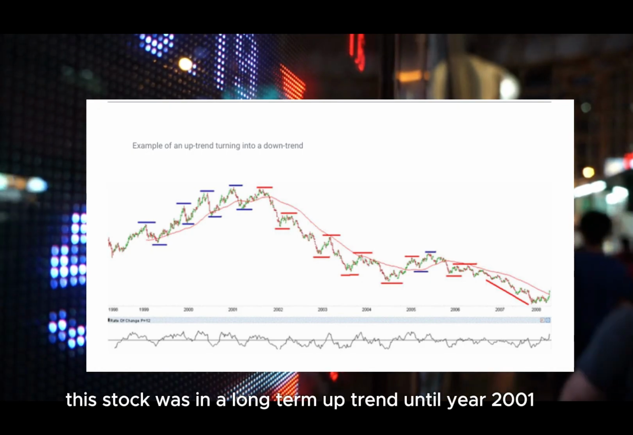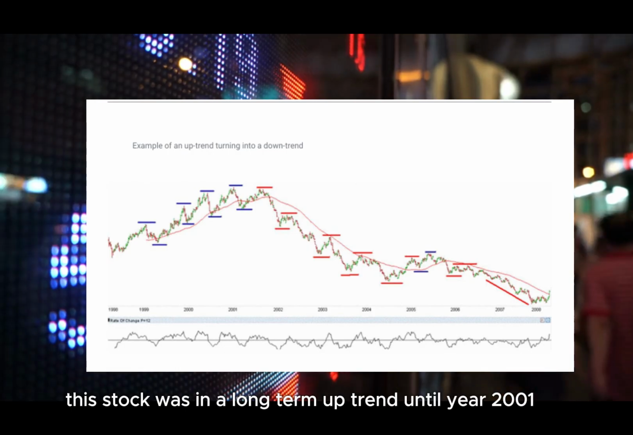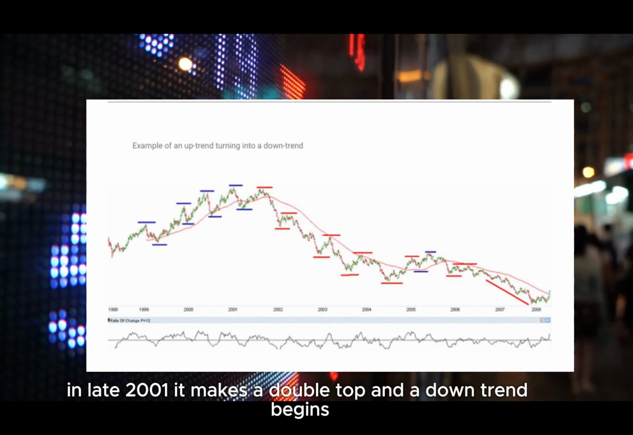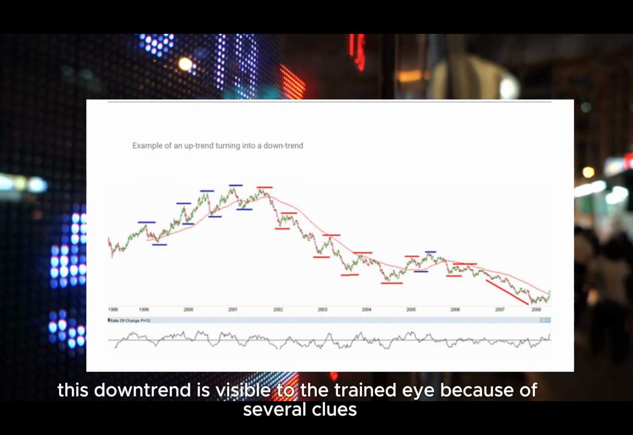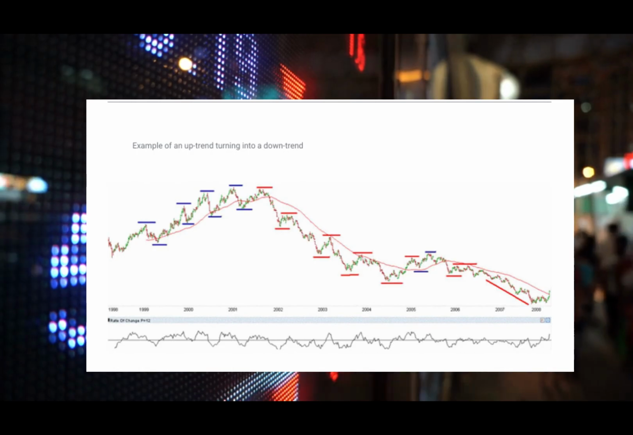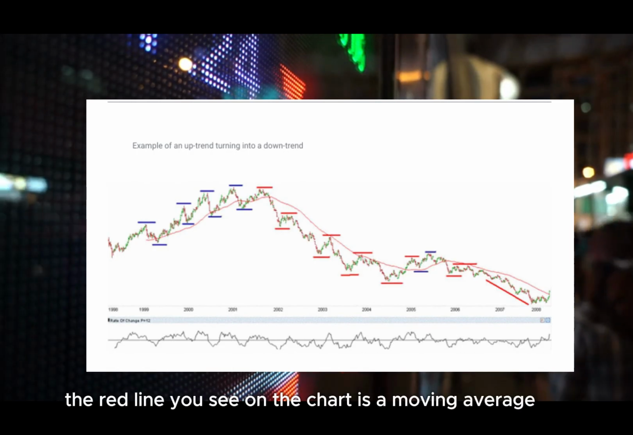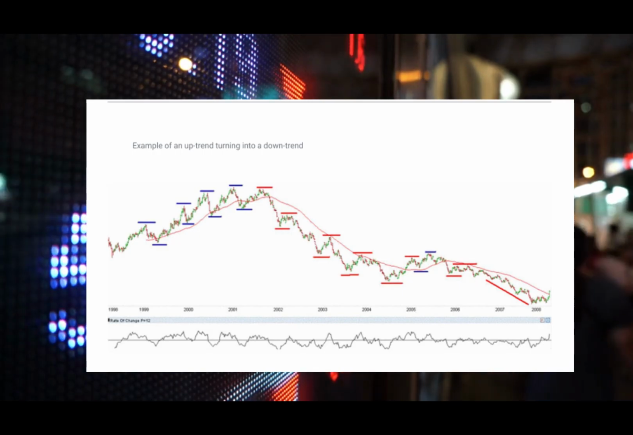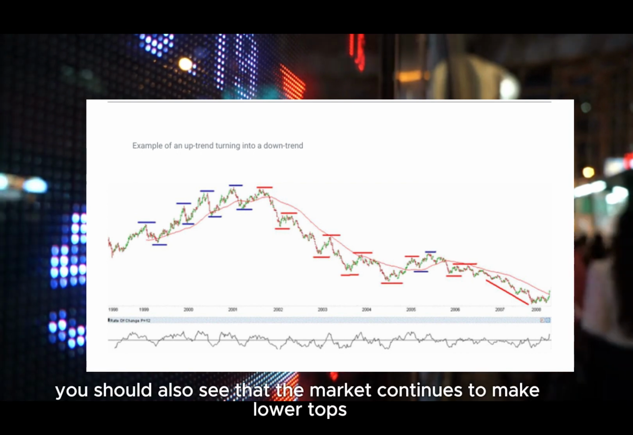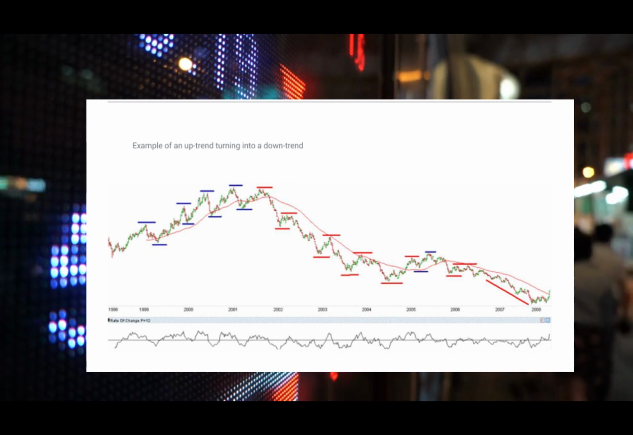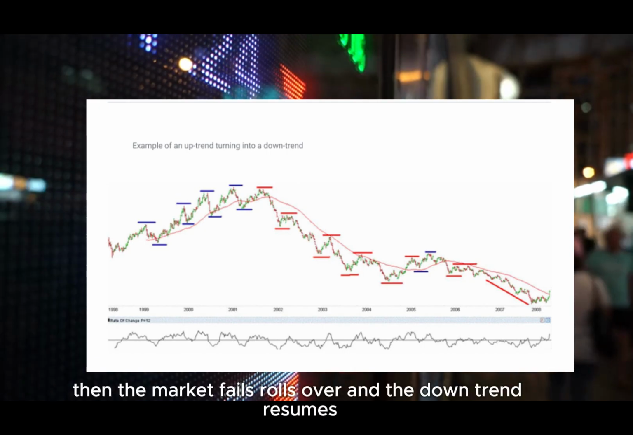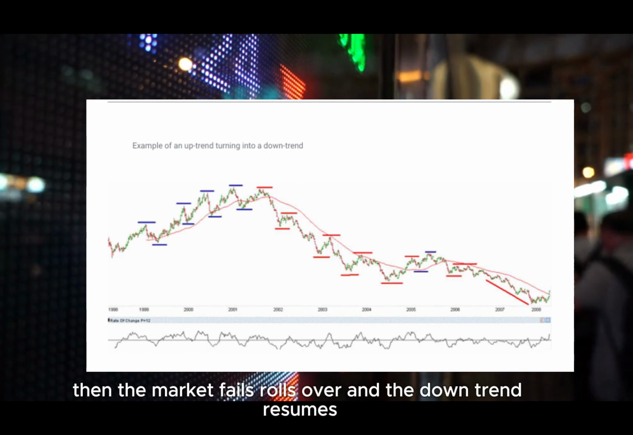This stock was in a long-term uptrend until year 2001. In late 2001, it makes a double top, and a downtrend begins. This downtrend is visible to the trained eye because of several clues. The red line you see on the chart is a moving average, and it begins to slope downwards and the price of the stock is below the moving average. You should also see that the market continues to make lower tops and lower lows. In 2005, the market makes an attempt to move higher, and it succeeds temporarily. Then the market fails, rolls over, and the downtrend resumes.